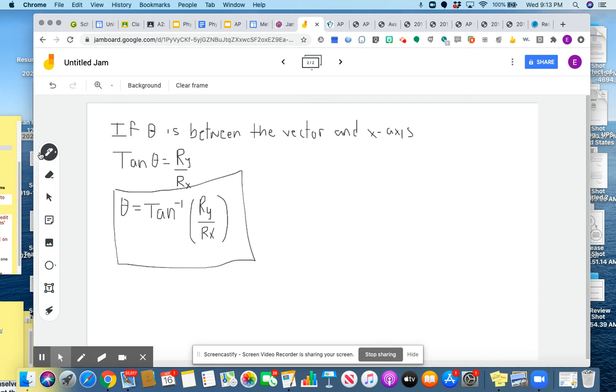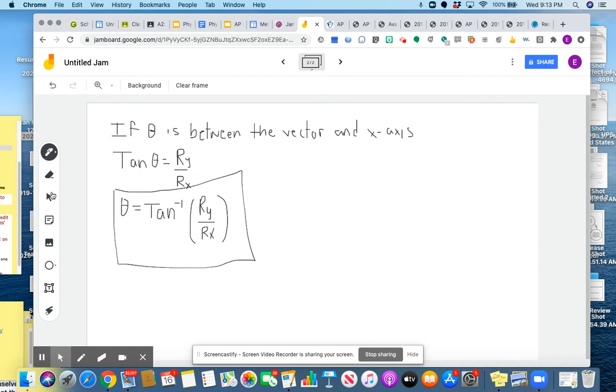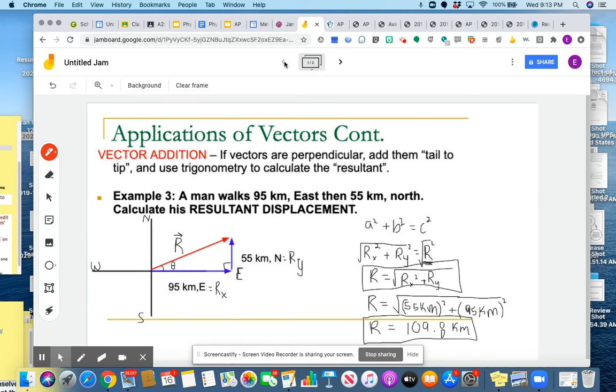Now that we have our standard equation, which should go on your note card, we can calculate the angle. So let's go ahead and do that. So theta will be equal to the inverse tangent of the y component, which was 55 kilometers, over the x component, which was 95 kilometers.